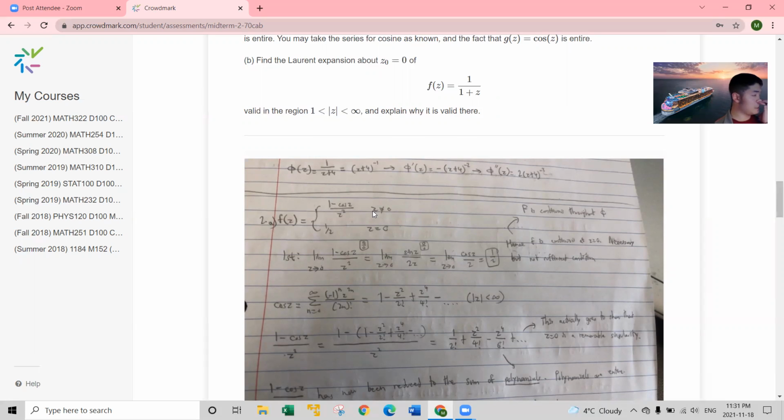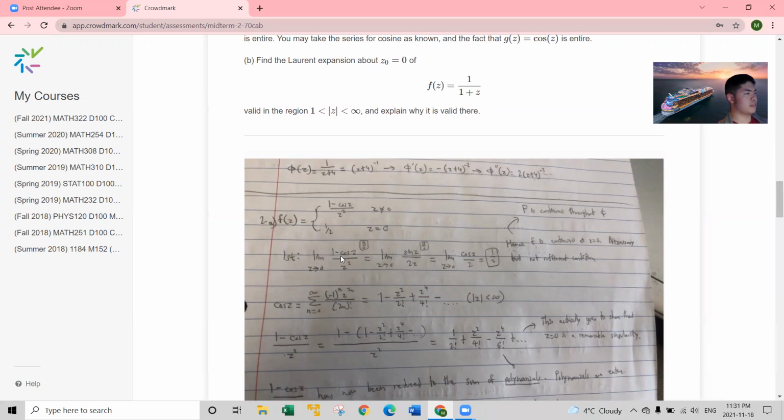So let's see if it's continuous at f of 0. It's continuous elsewhere in the complex domain, so let's just focus on 0. First, 1 minus cos z over z squared gives you a value of 0 over 0. We're going to use L'Hopital's rule to evaluate the limit at z equals 0 of this. So that's 0 over 0.